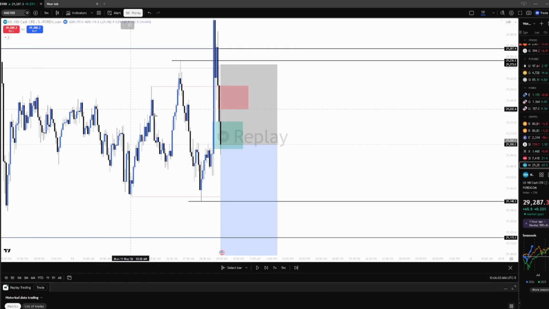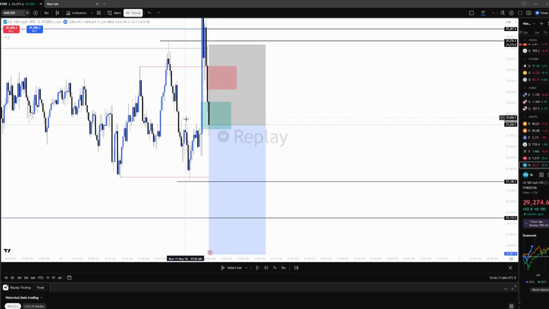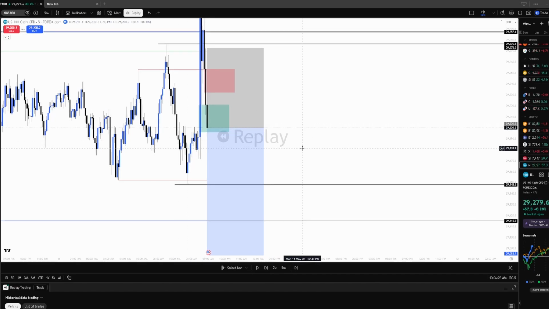But you didn't inverse this gap. On Top Step, I did. So I entered because I was watching Top Step and not TradingView, even though the charts are made by TradingView. Apparently, Top Step doesn't care. So I enter, and I'm like, oh, we got this inverse gap.